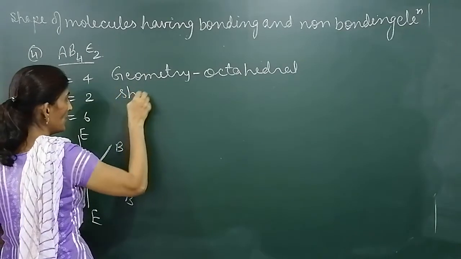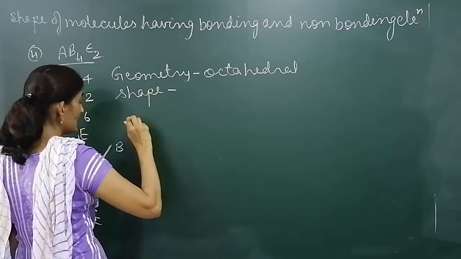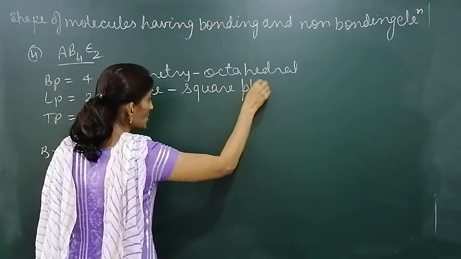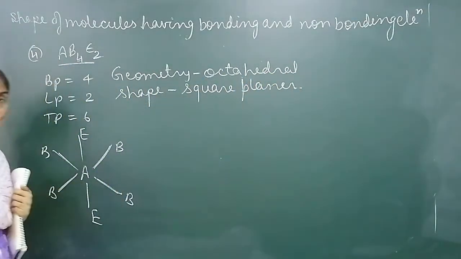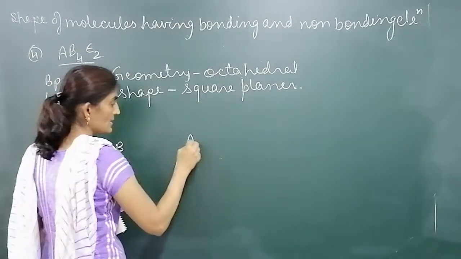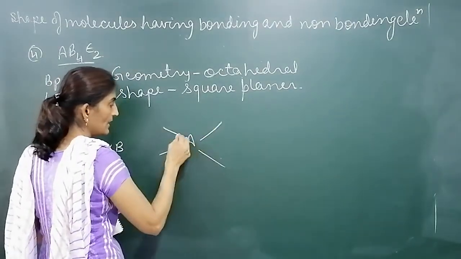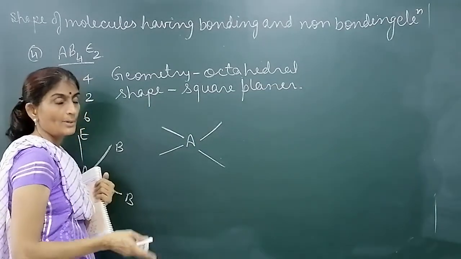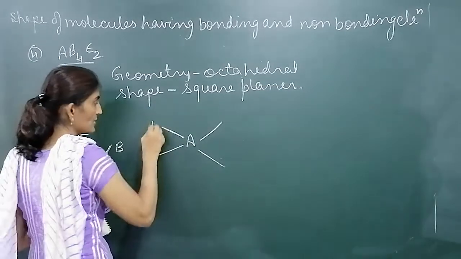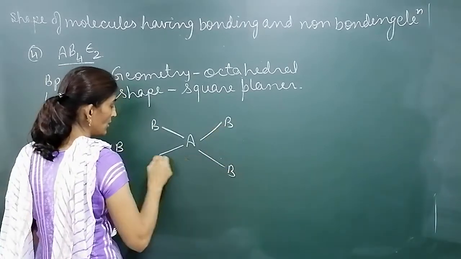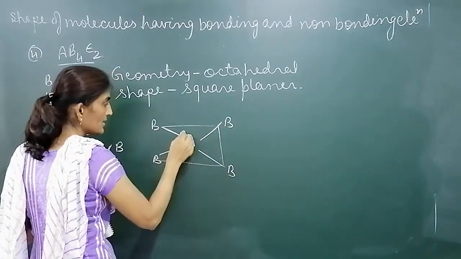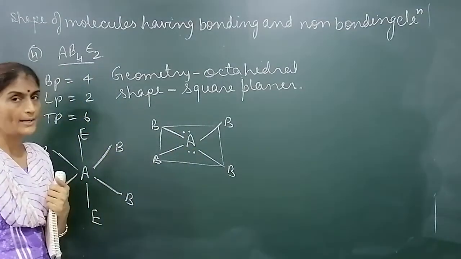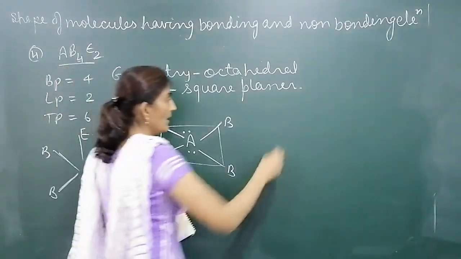But what is the shape of molecule? The shape of molecule is square planar. What is the shape? Square planar. Due to presence of 2 lone pair, the shape becomes square planar. Because shape is decided by bonding pair, not by the lone pair. Lone pair will change the geometry, but shape is because of bonding pair only. So the bonding pairs will be arranged at the corners of a square. Shape will be square planar. And there are 2 lone pair of electrons around it. 90 degree bond angle. Example is XeF4.